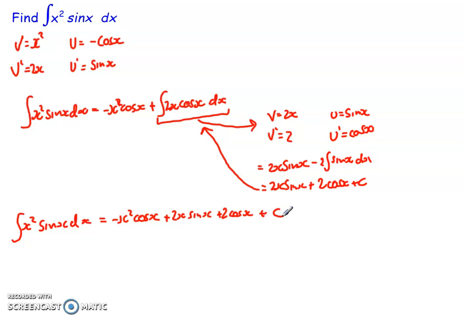Now sometimes it may ask for a set format, so for example it may ask for it to be in the format of a cos x plus b sine x. So you've got two coefficients of sine and cos, and if that were the case for this one, I'd group the cos x's together and I'd have 2 minus x squared cos x plus 2x sine x plus my c. So just making it look as nice and neat as possible.